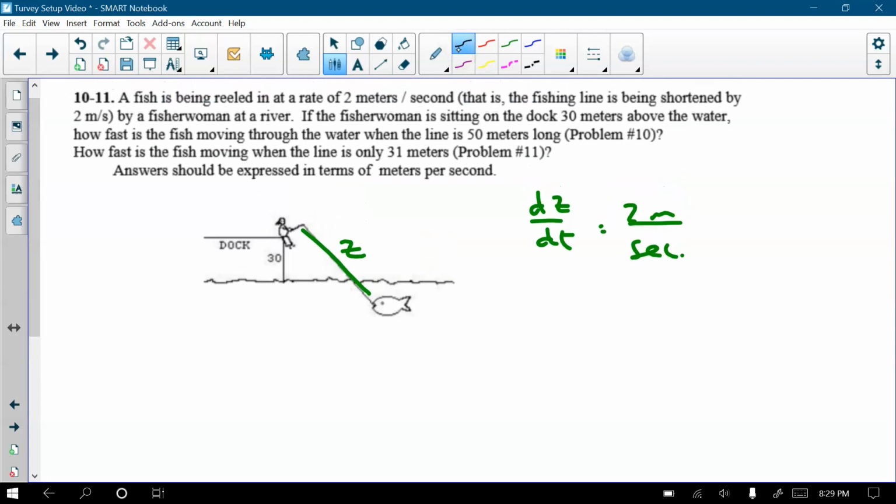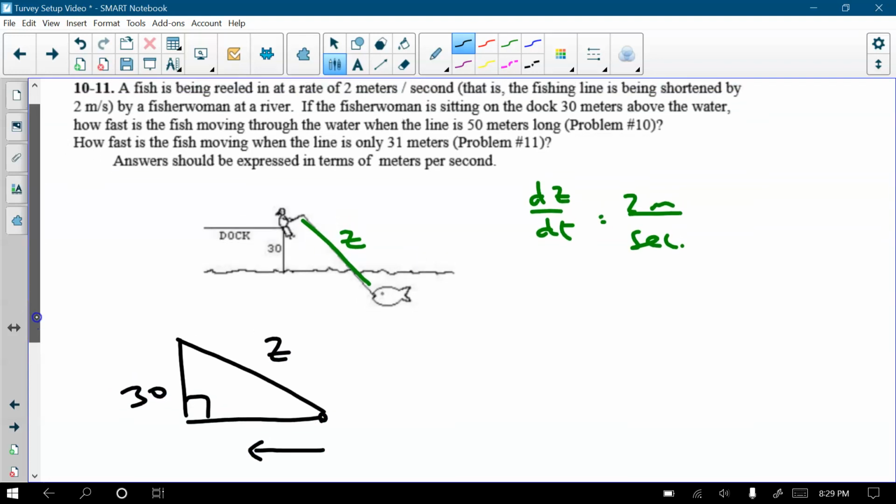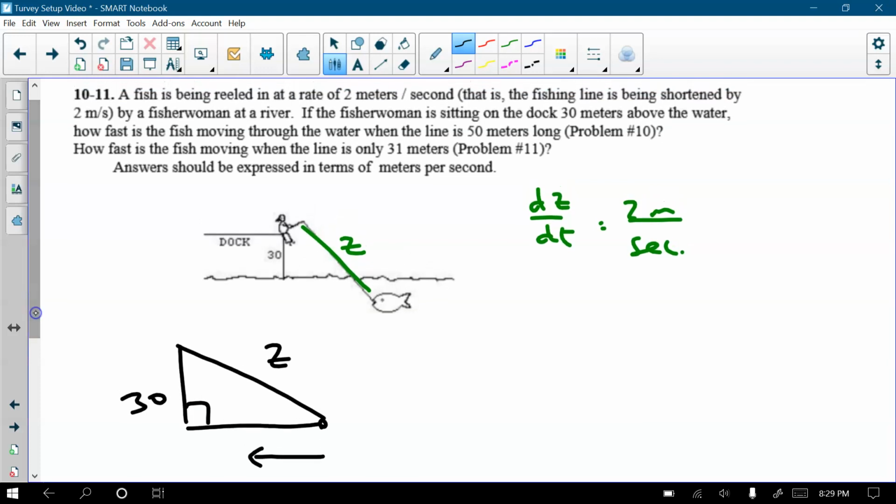All right, let's simplify this picture, and let's also pretend that on a test you would not be given the picture of how to do this. So make sure you're aware of what the question is asking. Okay, simplified. We have Z. We have 30. That fish is moving in. Okay, so let's go back here.